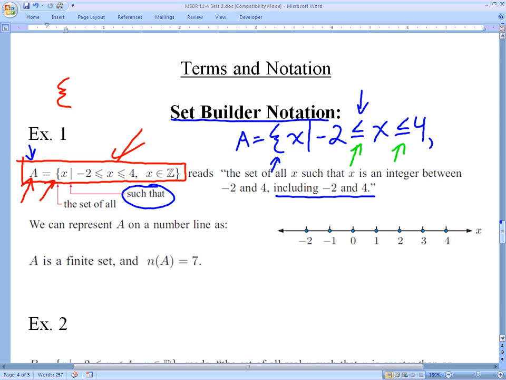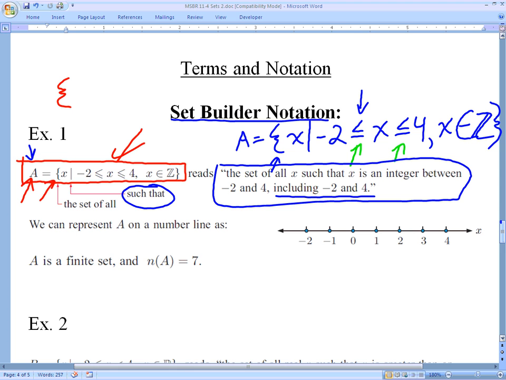And we've defined it for X being an element of this big Z, which we know from last class means integers. So X is an integer between, or our set contains all values of integers between -2 and 4 inclusively, or including -2 and 4. Another way to read this is how I have it typed right here. The set of all X such that X is an integer between -2 and 4, including -2 and 4.